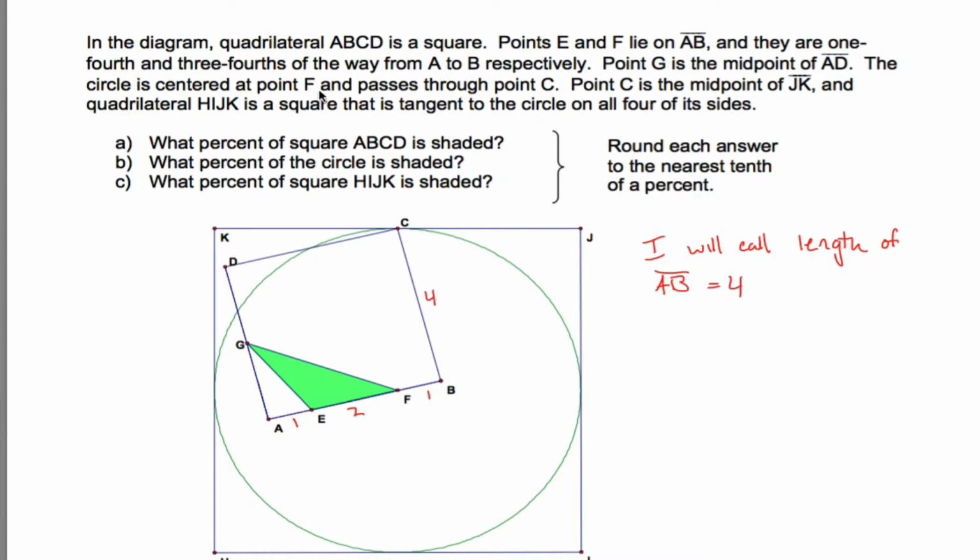Okay, points E and F, I got that. Point G is the midpoint of AD, so G is halfway from here to here, but I know here to here is 4 because this thing is a square, so therefore that's a 2, and that's a 2.